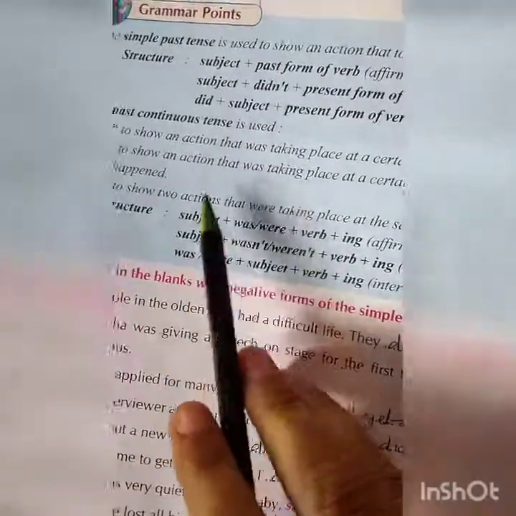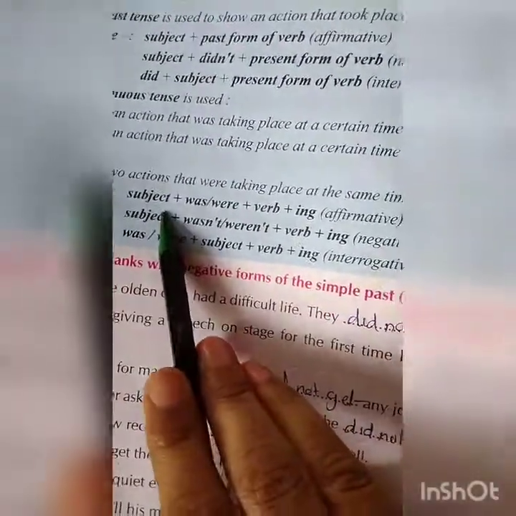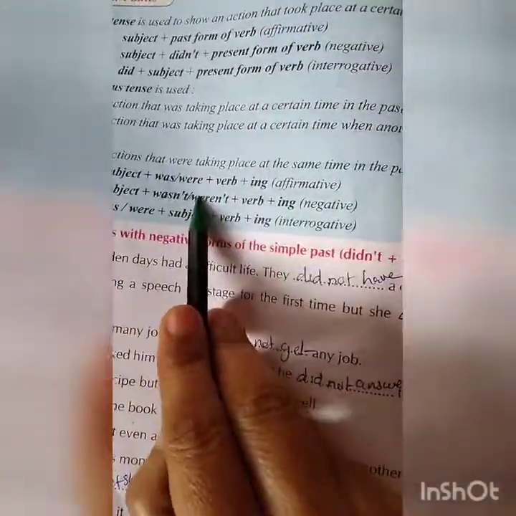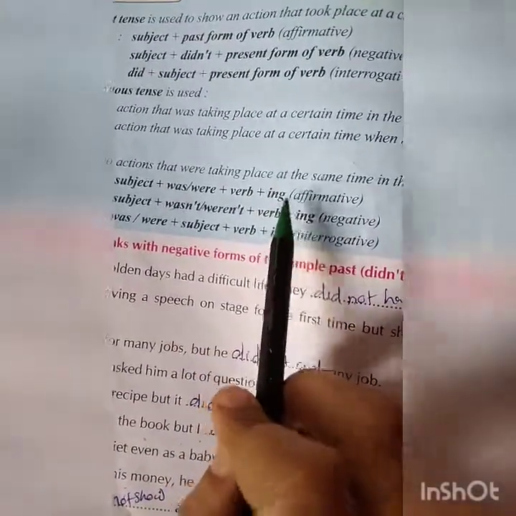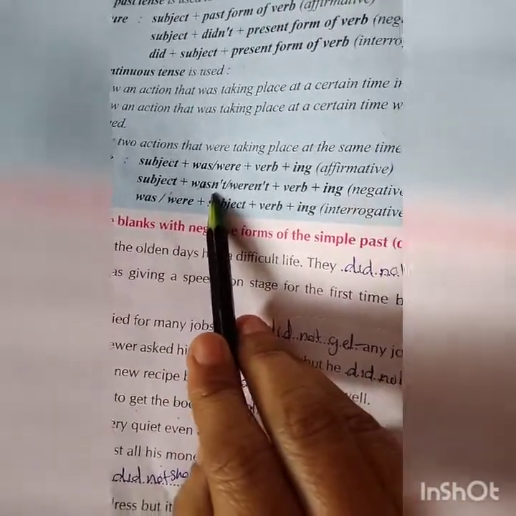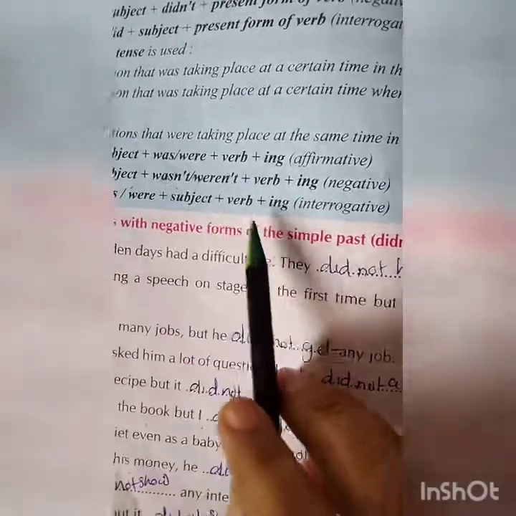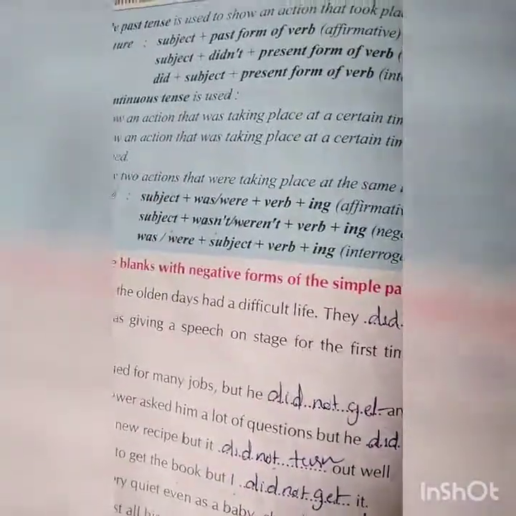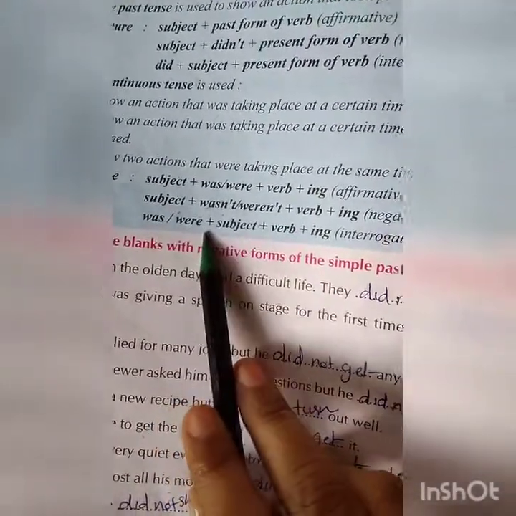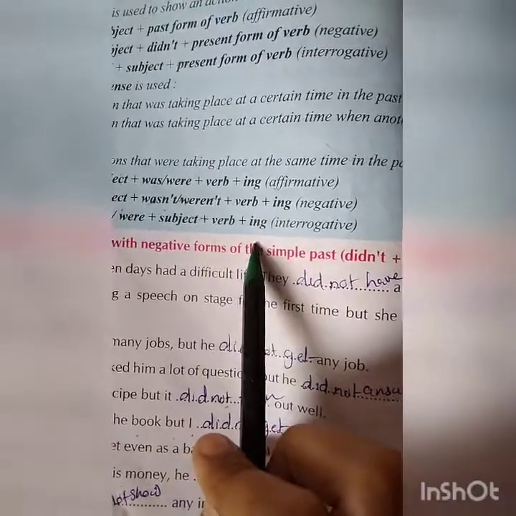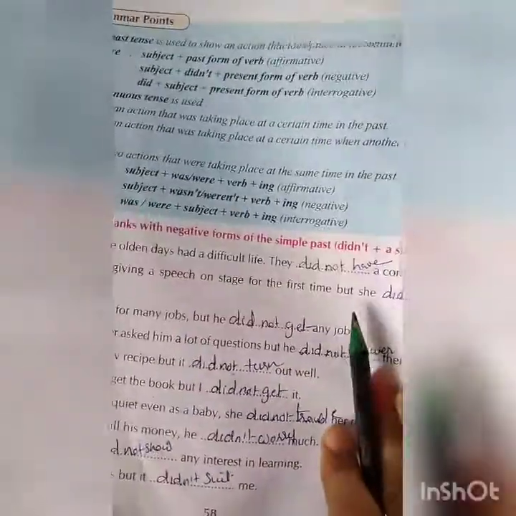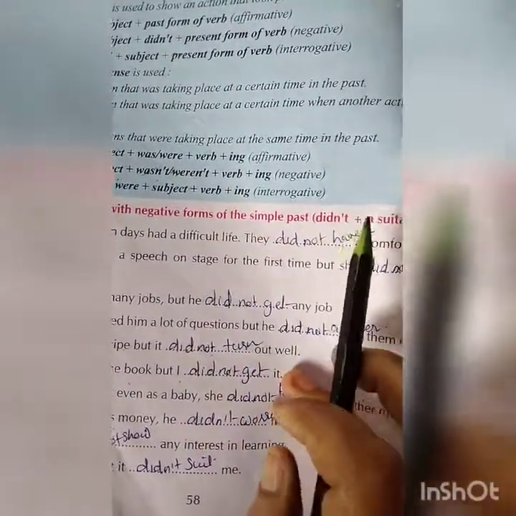Again, you can see over here the past continuous tense structure is given: subject plus was or were. If it is singular, then was. If it is plural, then were, plus verb plus ing in affirmative sentence. Subject plus wasn't, singular, weren't when it is plural, plus verb plus ing in the negative form. When you make a negative sentence, and was or were plus subject plus verb plus ing in interrogative sentences.